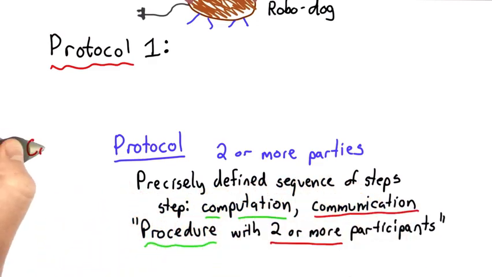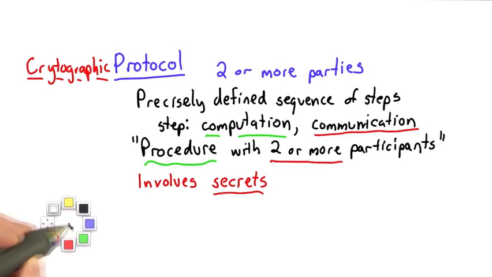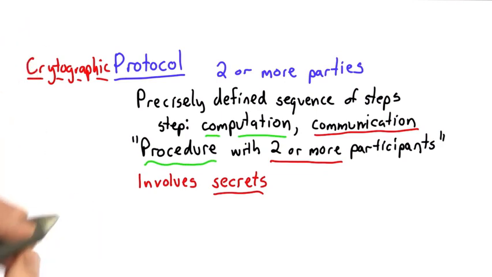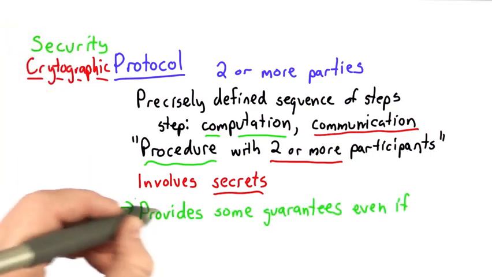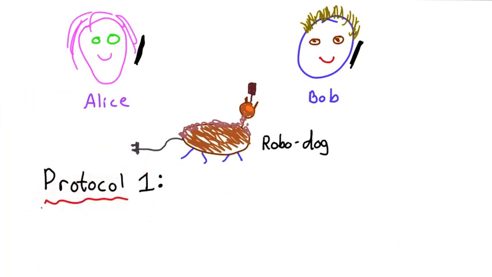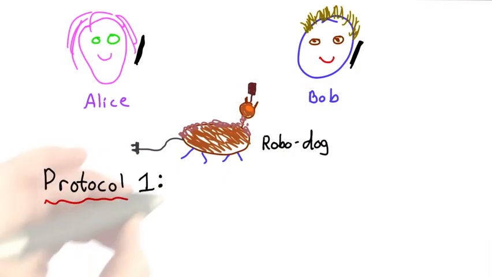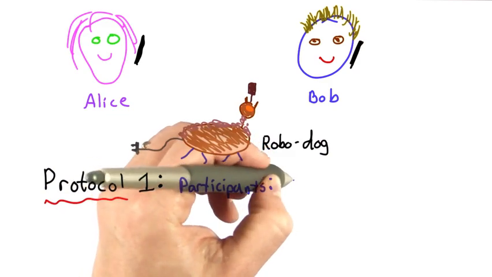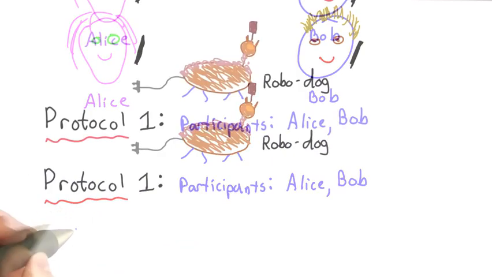In this class, we're mostly concerned with cryptographic protocols, which means one more thing, that it involves secrets. And the usual reason we want to involve secrets is because we want it to be a security protocol. A security protocol means that it provides some guarantees, even if some of the participants cheat, and that means they don't follow the steps as specified. So now let's describe our first protocol for this, and this is intended as a cryptographic security protocol. Its participants are two parties, Alice and Bob. The robo-dog that needs charging is certainly involved in this process, but is not an active participant in the protocol. And here are the steps.